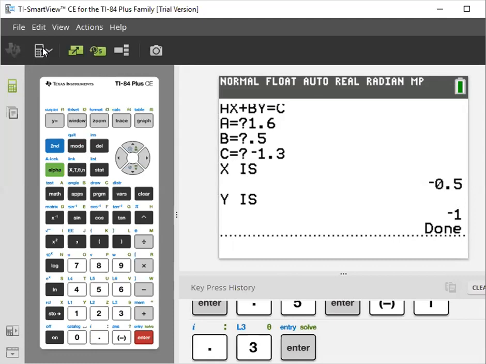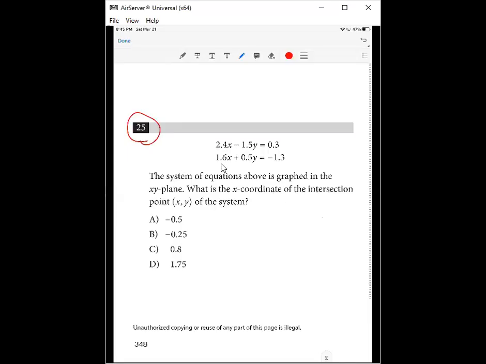So if I go back over to the actual question, you can see that the x coordinate would be choice A. So I'll go ahead and circle that. That's our answer. We're moving right along. So this is ALINEAR with an S, which stands for system.